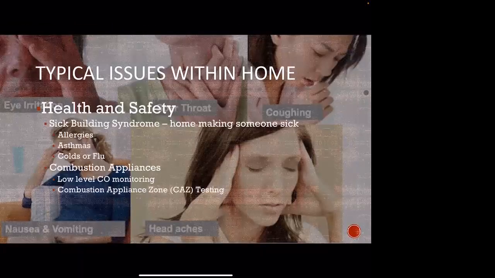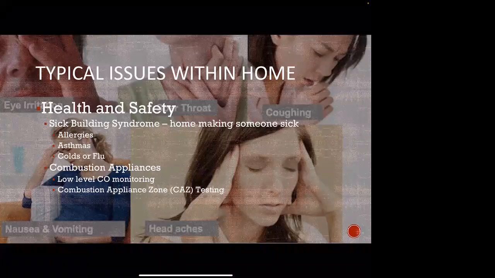Health and safety are another issue within a home that maybe is not as brought to our attention until we're in a home, and then we start asking our lifestyle questions to figure out what's going on and what may be causing some of the issues they have. First point here is sick building syndrome, a home making someone sick, such as allergies, asthma, colds, or flus. And of course, combustion appliances.